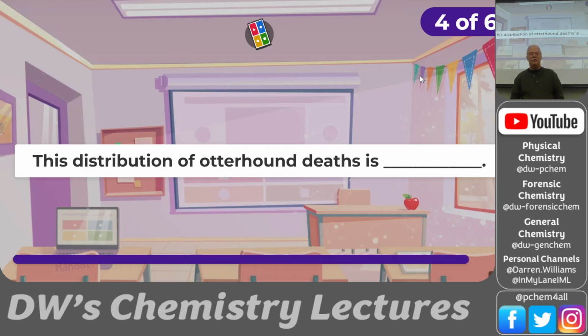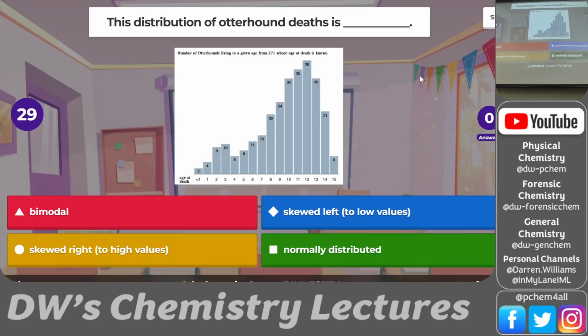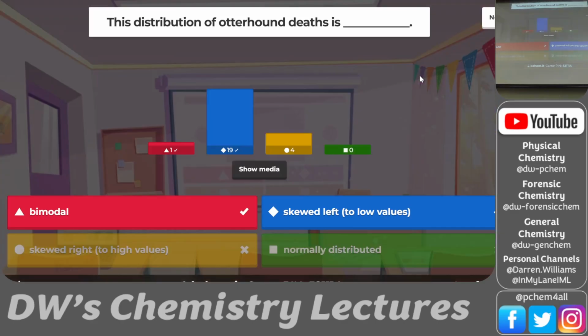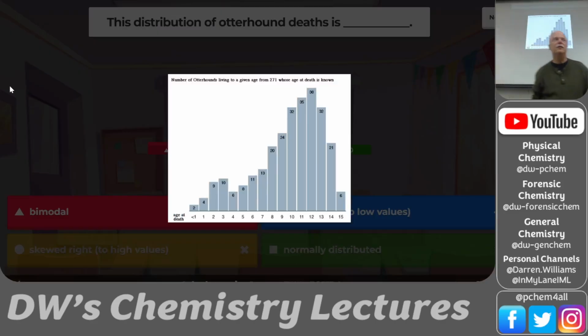Otterhound deaths. This distribution is blank. There may be two right answers. Just pick the one you like. See, blue was correct, but also red. It's bimodal. So let's look at that. Can you see the two modes? Yeah. So this is a little bump up.